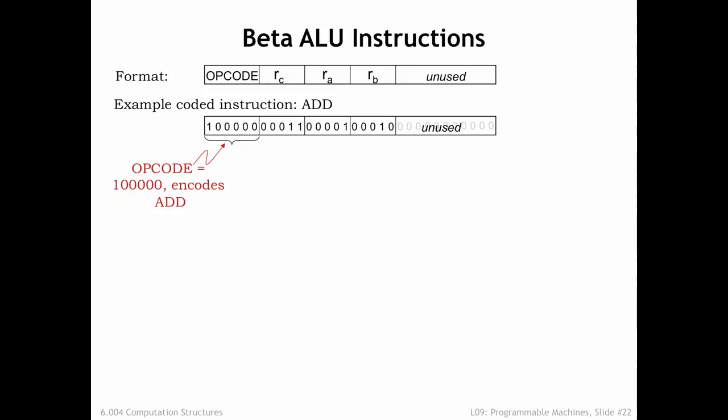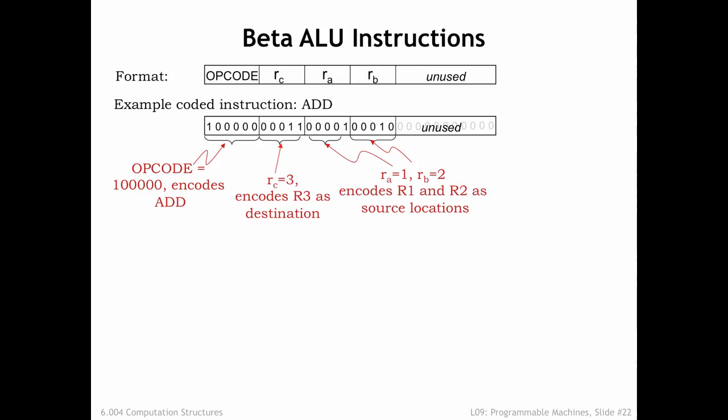Here's the binary encoding of an add instruction. The opcode for add is the 6-bit binary value 100000. You can find the binary for each opcode in the opcode table in the handout mentioned before. The RC field specifies that the result of the add will be written into R3, and the RA and RB fields specify that the first and second source operands are R1 and R2 respectively. So this instruction adds the 32-bit values found in R1 and R2, writing the 32-bit sum into R3.